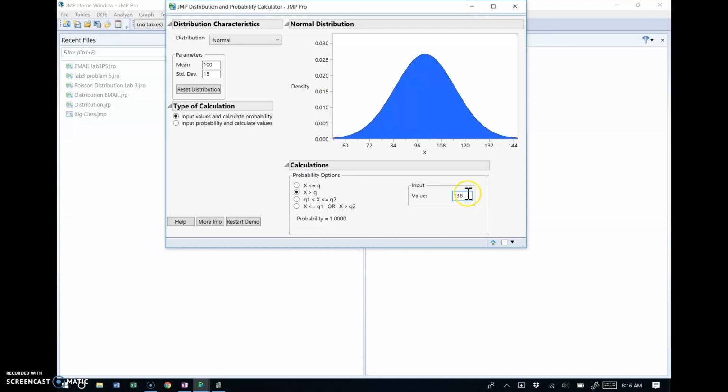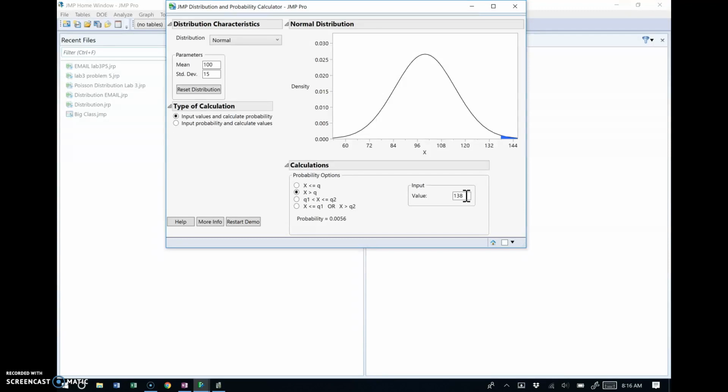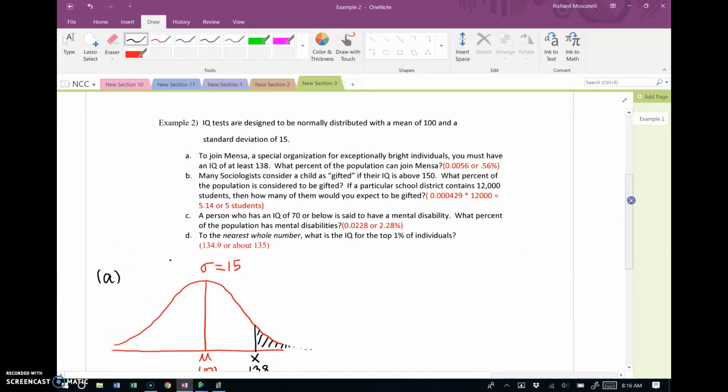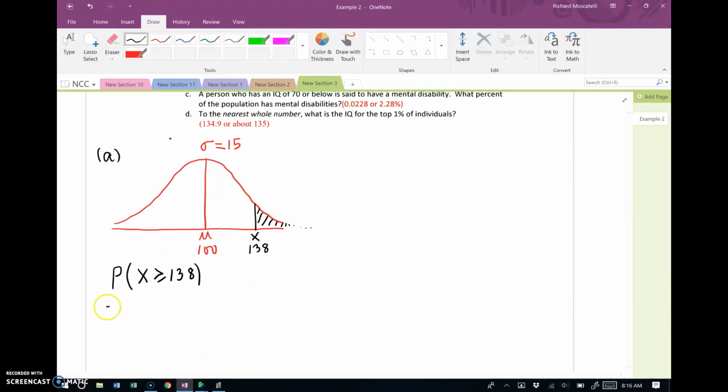All right, so I put the 138 in there, and let me hit enter. And you can see the probability calculation there at the bottom, over here, 0.0056. So moving that decimal 2 spots to the right, you'll get 0.56 of a percent, which is, again, not even 1%, right? So you can see I have it there in choice A. So this is a pretty straightforward calculation. So this is 0.0056, or 0.56 of a percent.